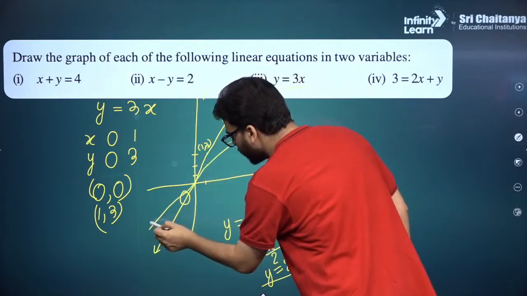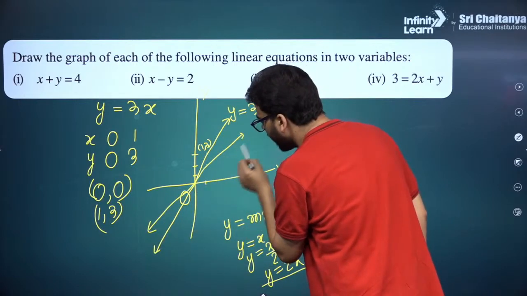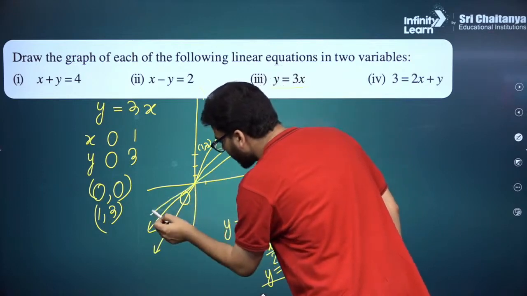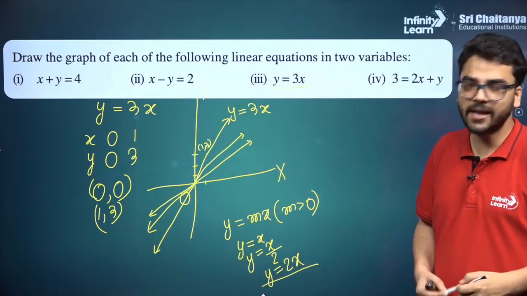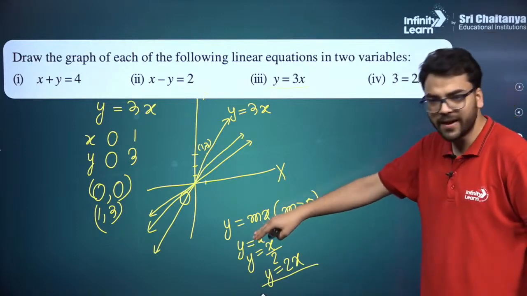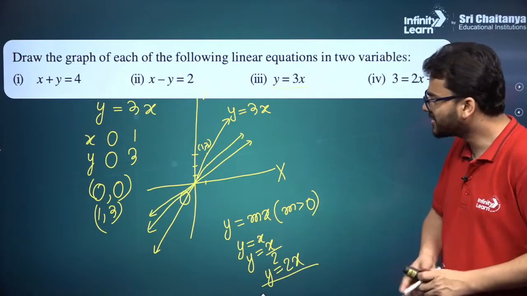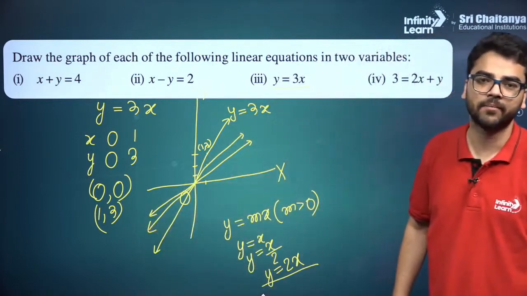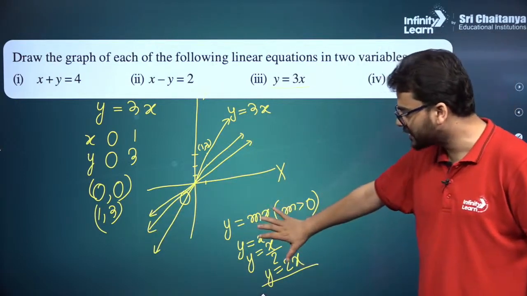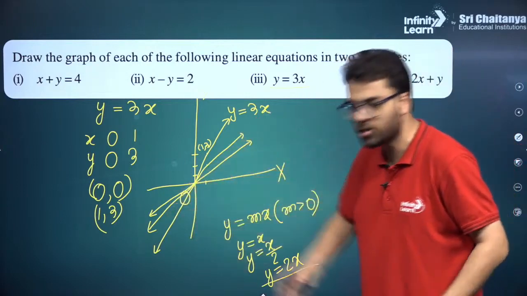Suppose y is equal to 2x. I know it is not perfect. y is equal to x if you will make. So every time it will pass through the coordinate origin. Is it clear? So y is equal to mx. When m is positive, its graph will lie in the first quadrant and the third quadrant every time. When m is positive, its graph will lie in the first and the third quadrants.